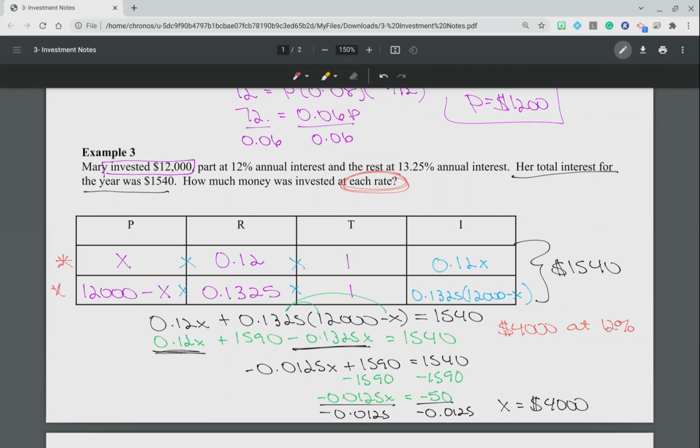And then here, I'm going to do 12,000 minus 4,000, because that's my x. And I'm going to invest $8,000 at 13.25%. Okay, so kind of a lot going in there. Do your best to follow the steps. Okay, and we'll do another example to practice this.